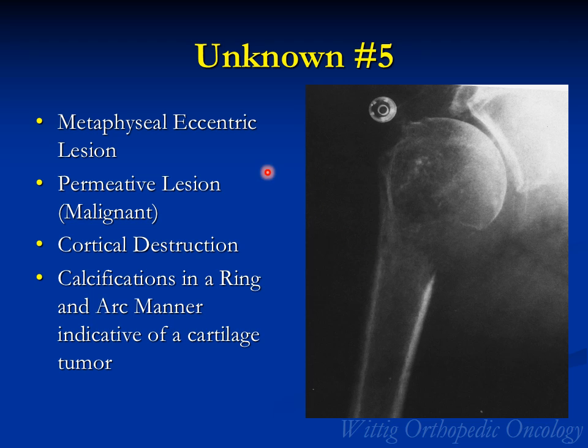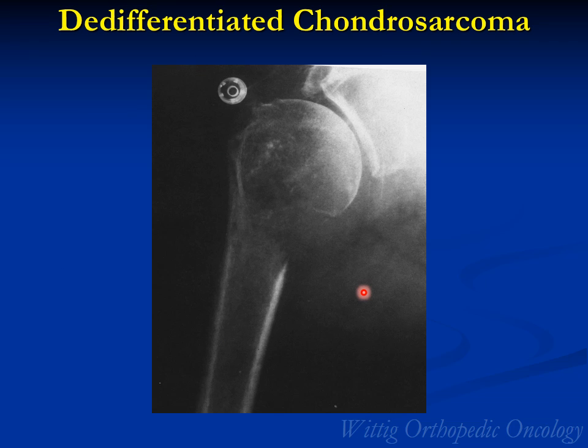Unknown number 5. This is a metaphyseal eccentric lesion. It's permeative, indicating that it's probably malignant. There's cortical destruction. There's calcifications in a ring and arc-like manner up over in this location here, indicative of a cartilage tumor. Dedifferentiated chondrosarcoma. So you can see the low-grade indolent or more low-grade indolent appearing cartilage tumor in this location with an area of lysis next to it that's highly destructive, consistent with a high-grade spindle cell sarcoma.